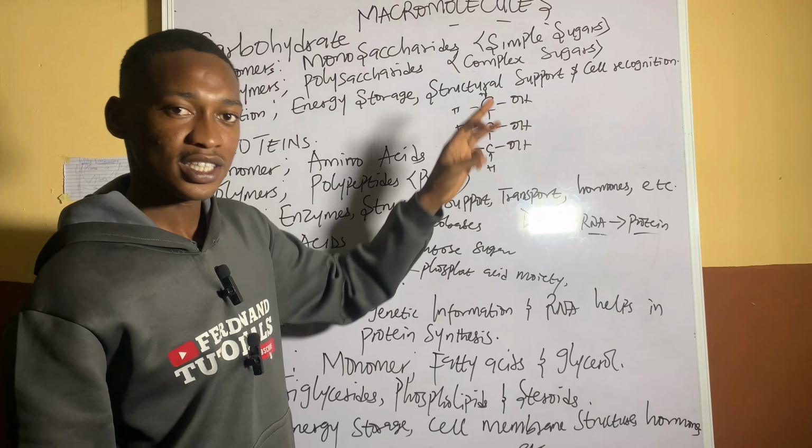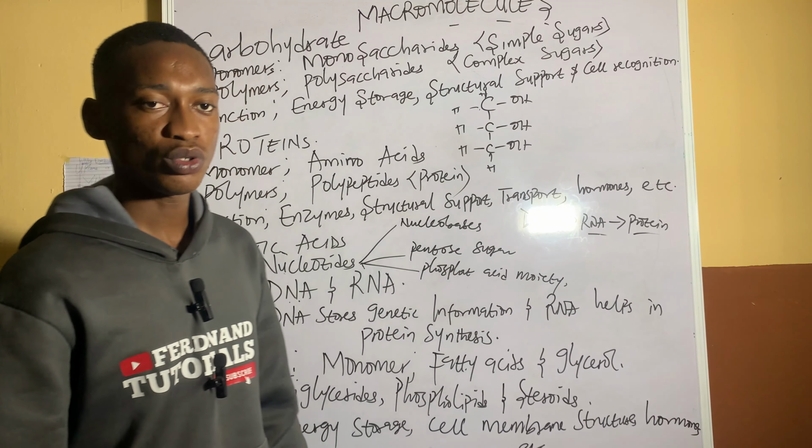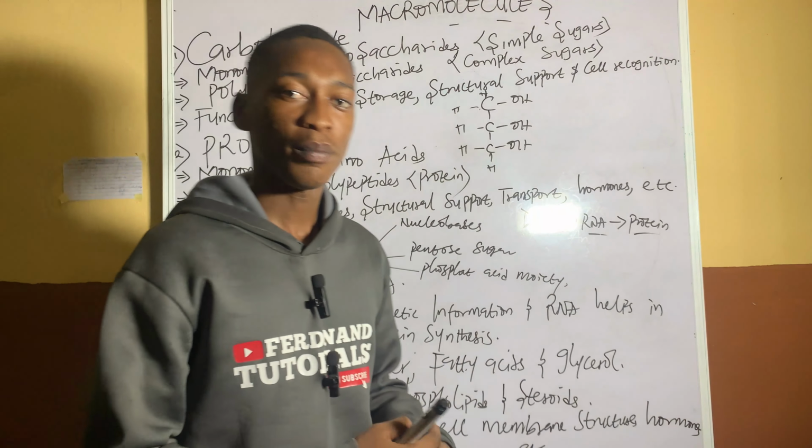Under polymers we have triglycerides, we have phospholipids, and then we have what? Steroids. Their function, they are responsible for energy storage. Energy storage like fats. They help us to store our energy. We have cell membrane structure, and then also in the formation of what? Hormones. That is that on the biological molecules present in the human body.